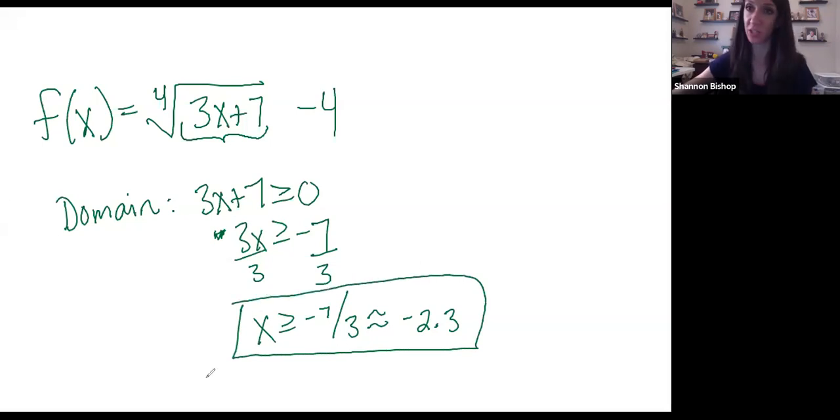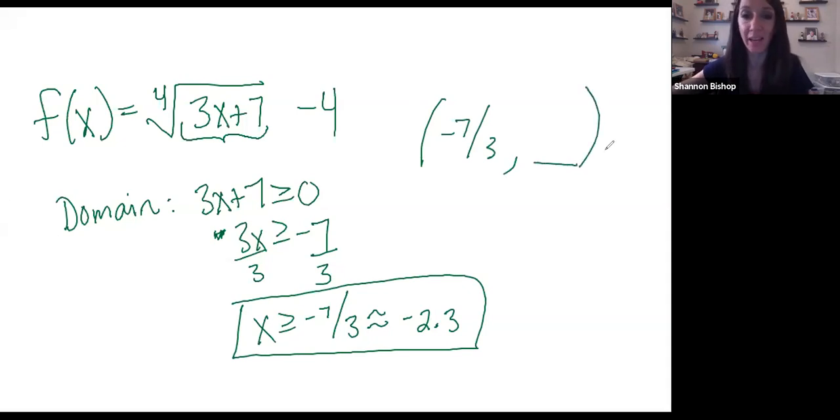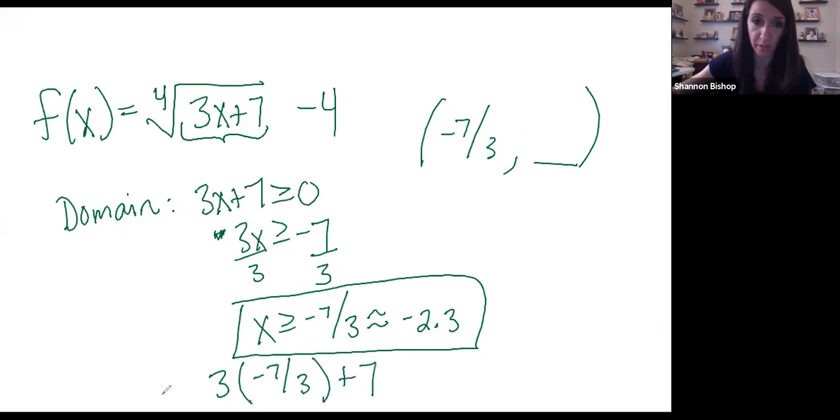But where's the starting point? So now you know that it's -7/3 because that's where your graph starts, but what does it pair with? Well, again, you can plug it back in because yes, that is where it comes from. 3 times -7/3 plus 7, all of that would have to get fourth rooted and then take away 4.